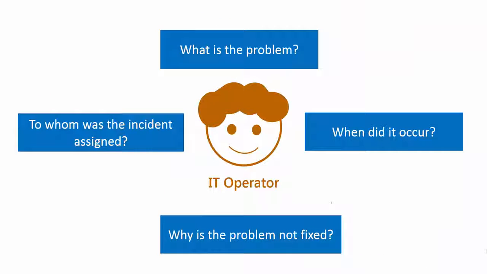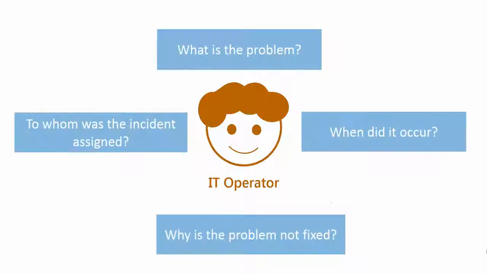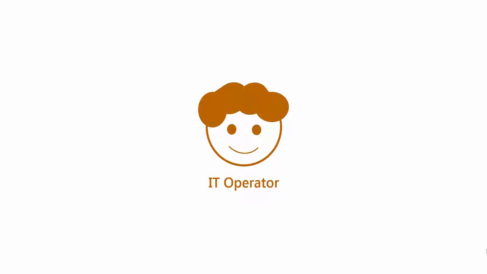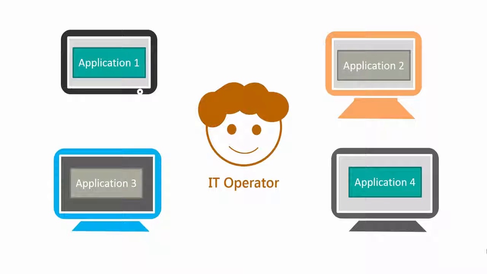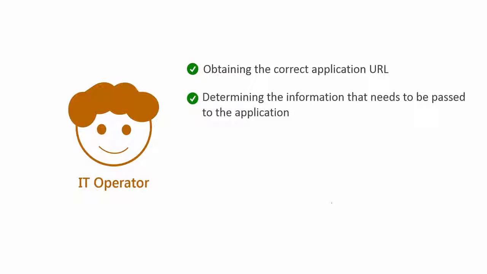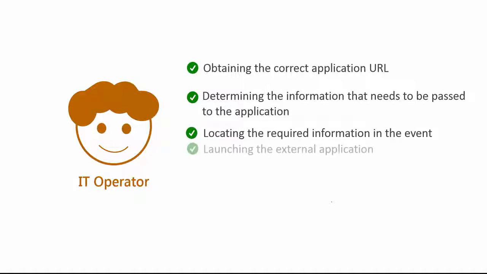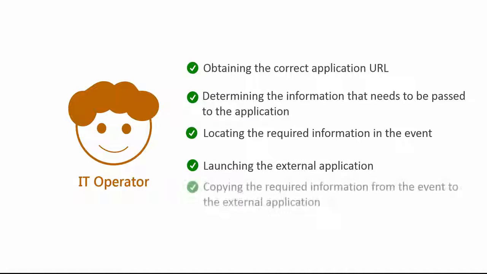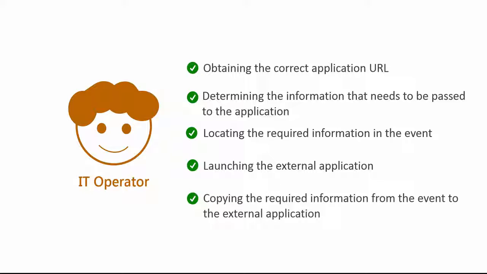To make sure that the problem is fixed, an IT operator requires several key pieces of information. To find this information, he or she might need to access other tools or applications. However, obtaining information from external applications can be complex and time-consuming, starting from obtaining the correct URL for the external application, determining the information that needs to be passed to the application, locating the required information in the event, launching the external application, and then finally copying the required information from the event to the external application.